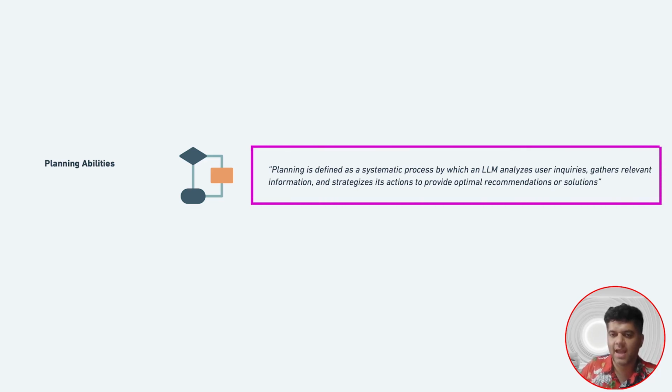Planning is defined as a systematic process by which an LLM analyzes user inquiries, gathers relevant information, and strategizes its actions to provide optimal recommendations or solutions. And now with agents, it's actually easy to get this done because of context and memory, and it's possible to achieve a bit of planning. Now, this is definitely not AGI level of planning, but it's still good enough to perform significantly complex tasks.